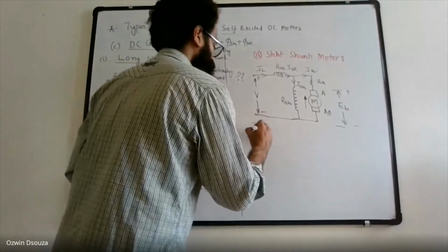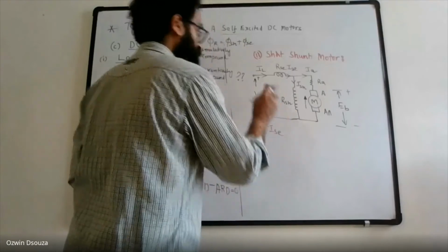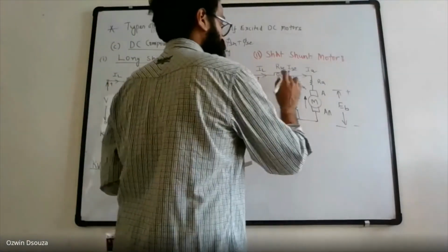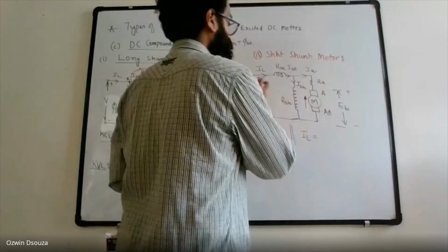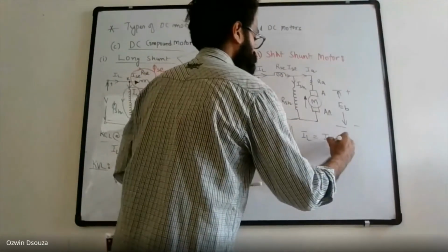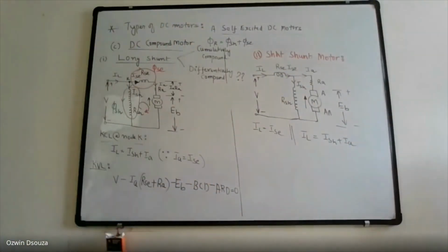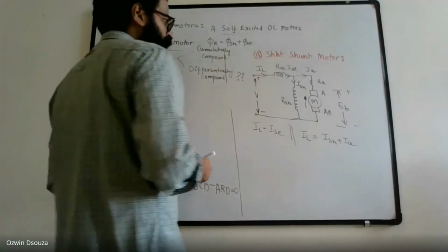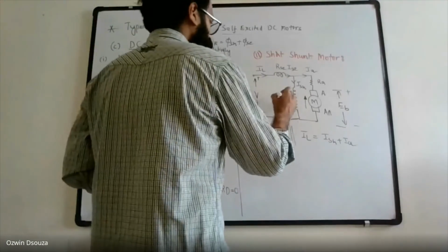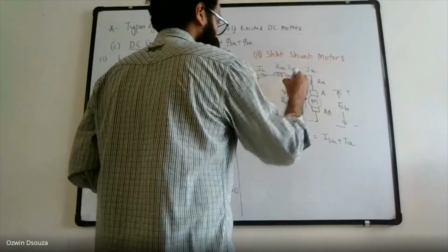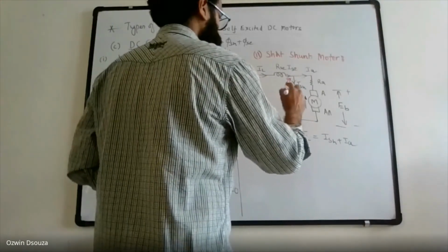You can observe that IL is equal to ISC, and you can also say that IL is equal to ISH plus IA. The line current IL is equal to ISH plus IA. So that's your current relation. And for the voltage relation, the voltage across RSH, you can take it as some VSH.